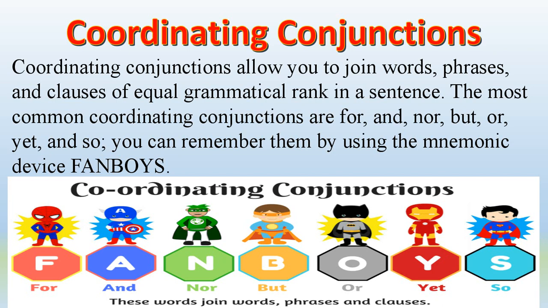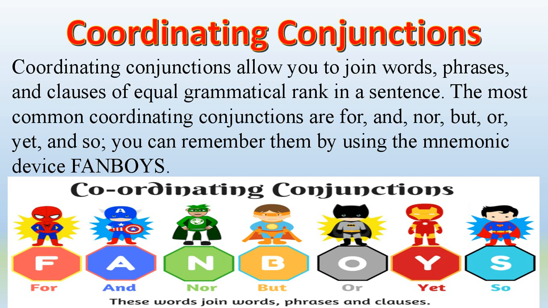Now, there are three types of conjunctions: coordinating conjunctions, subordinating conjunctions, and correlative conjunctions. Let's see first of all what are coordinating conjunctions.